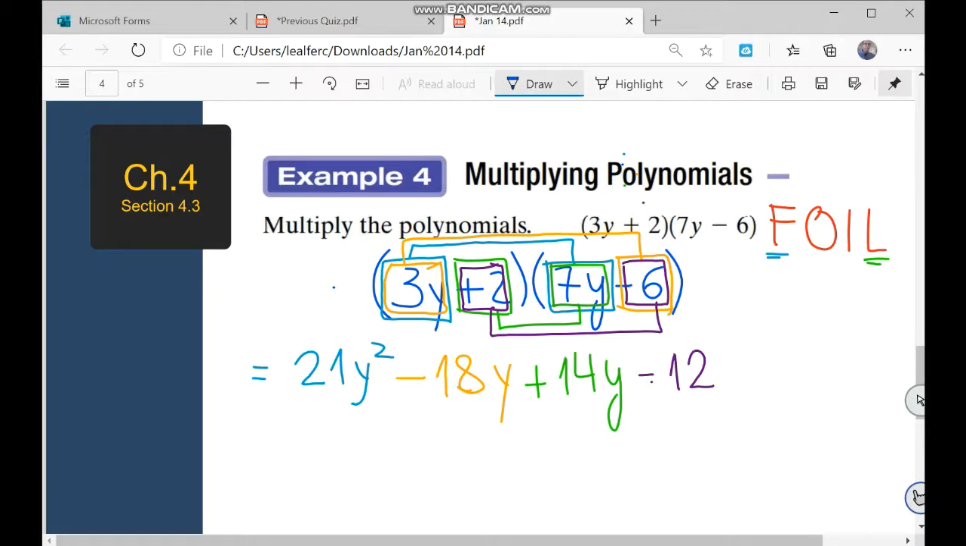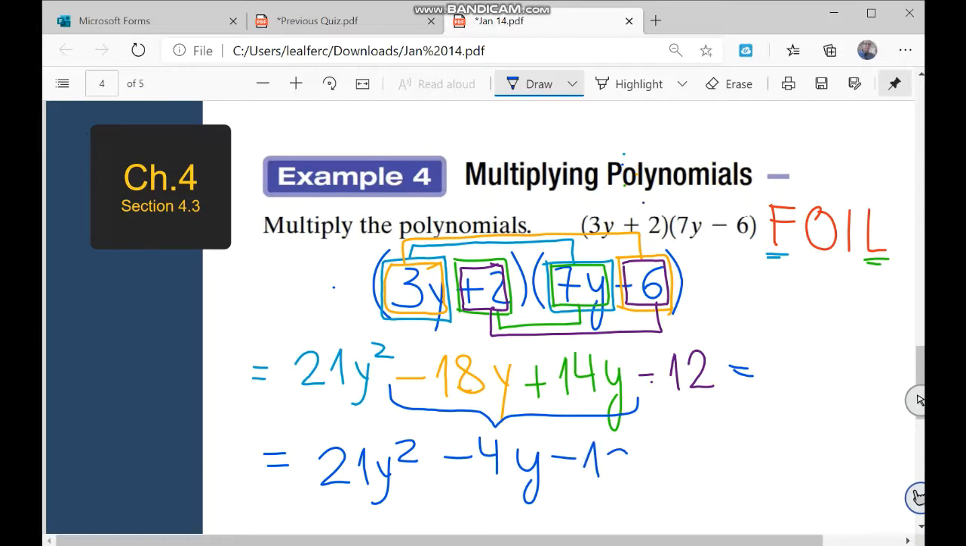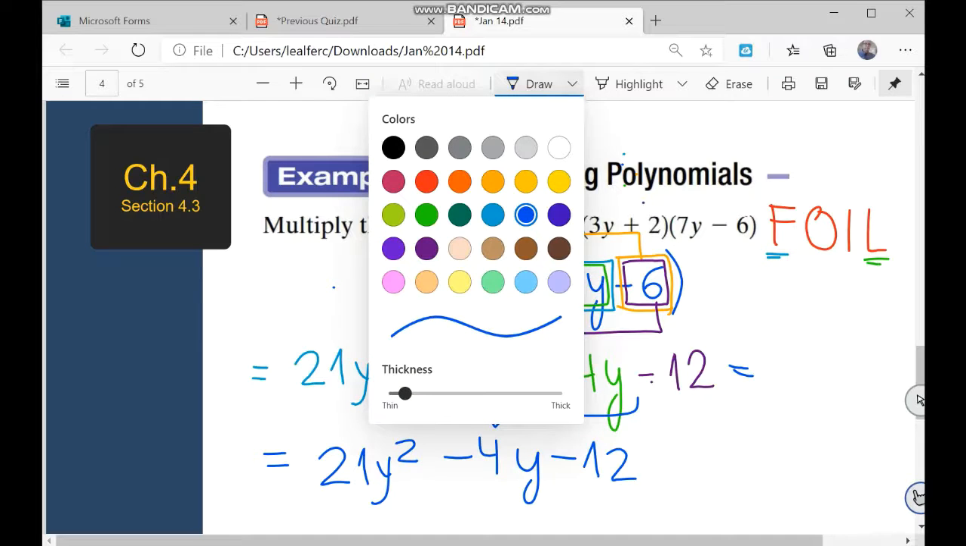Check if you can combine like terms, and yes, you can. You have like terms here. This equals 21y squared, 18y plus 14, negative 4y, minus 12, and this is the final answer.